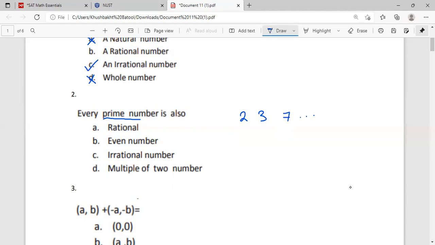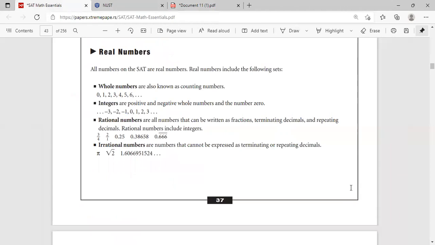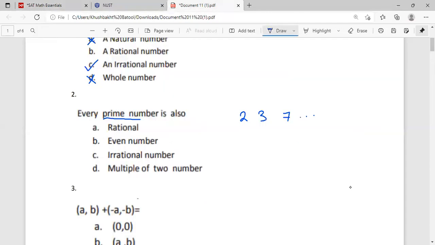Every prime number is an integer. It is a positive integer. And if we look at the definition, rational numbers are all numbers that can be written as fractions, terminating decimals, and repeating decimals. Rational numbers include integers. So clearly 2 is an integer and it is a rational number. And we are talking about prime numbers. 2 is a prime number. Every prime number is a positive integer, so it would be a rational number.